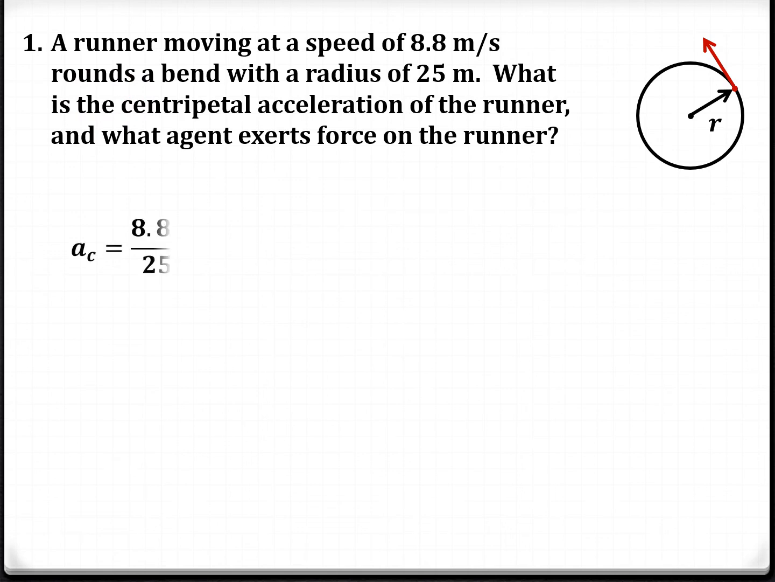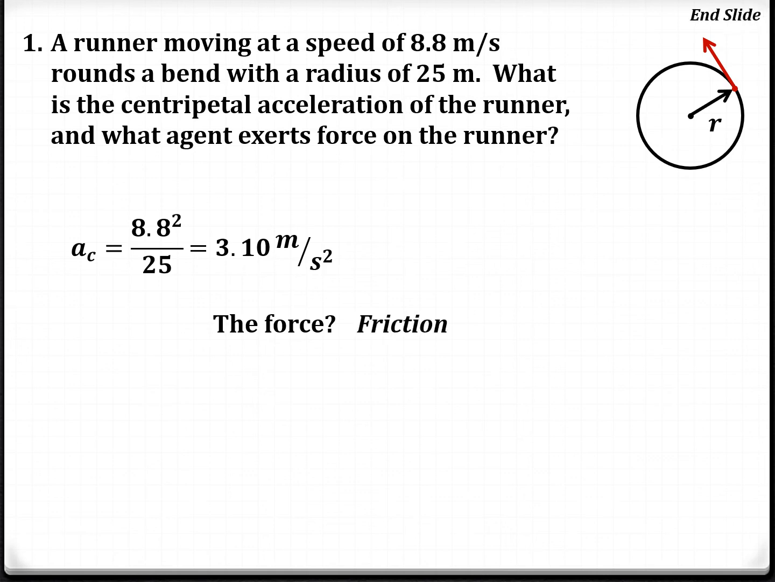So we have the information that we need to use: the centripetal acceleration equals velocity squared over the radius. So we'll go ahead and plug that in. We figure out that his centripetal acceleration is 3.10 meters per second squared. Now, what's the force that's keeping this runner going around the curve? Well, it's going to be friction, because if he didn't have friction, he would slide off the side.